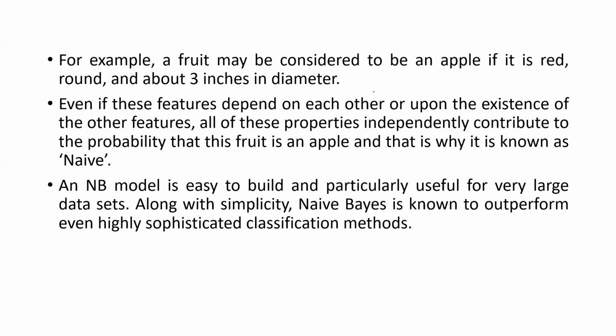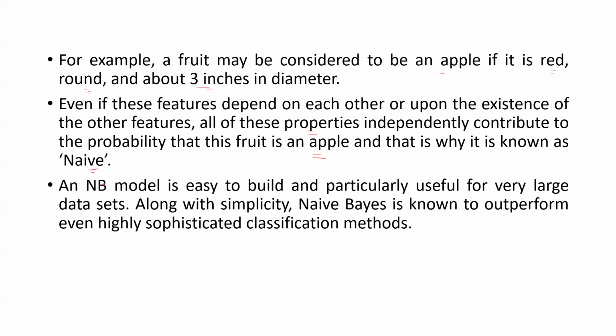For example, as I told earlier, when we consider a fruit to be an apple, the color should be red, the shape should be round, and the size maybe 3 inches in diameter. Even if these features depend on each other or upon the existence of other features, all of these properties independently contribute to the probability that this fruit is an apple. That's why it is known as Naive. Think of it like a naive assumption.